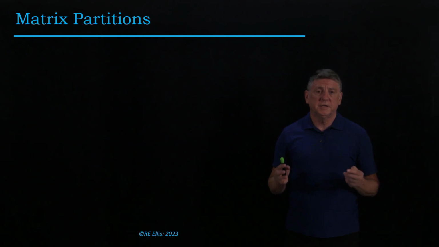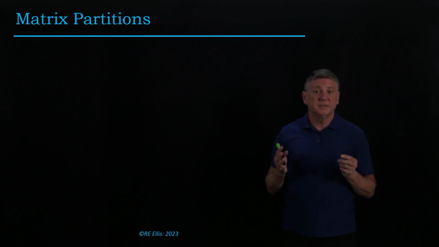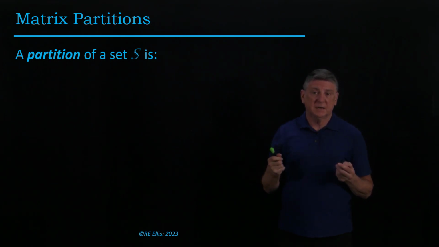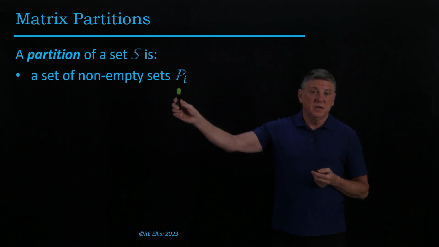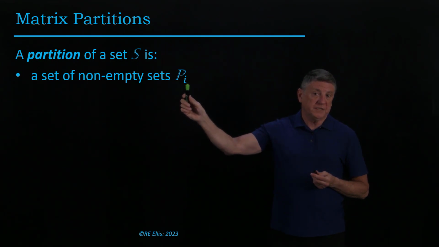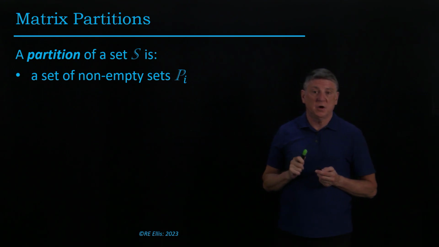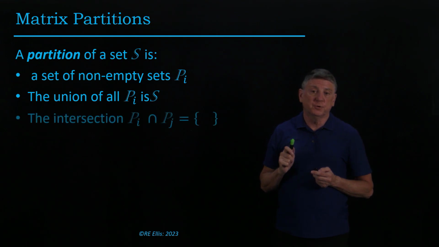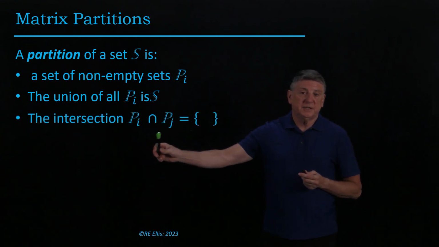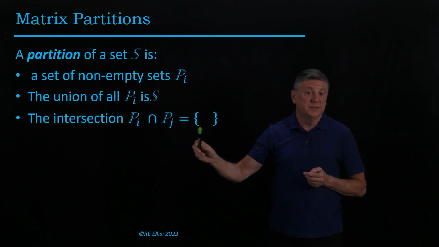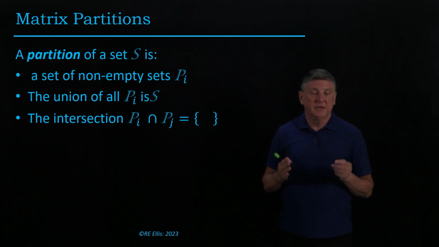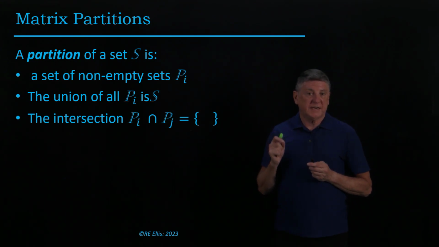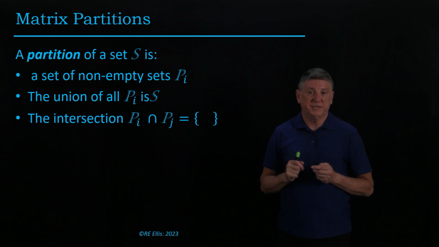A matrix partition is a way of breaking a matrix into smaller pieces. Let's recall what a partition is for mathematics. If we have a set S, a partition is a set of subsets. Each one we'll denote as P sub i, and each one of these pieces has to be non-empty. And when we take the union of all of them, we get our original set. And then there's a further requirement that the intersection of any two of these partitions has to be the null set, so it has to be completely empty. What that means is every member of the set S is in exactly one partition.